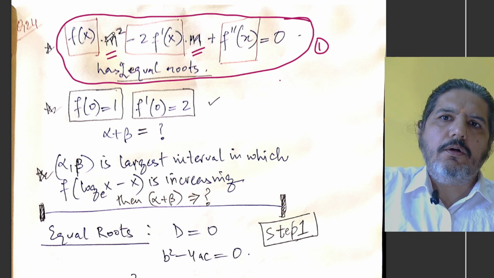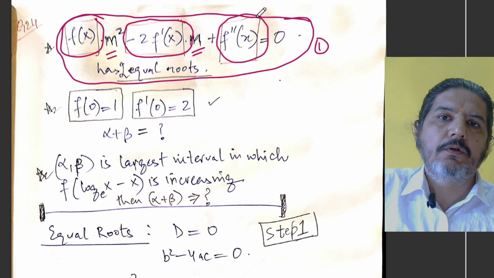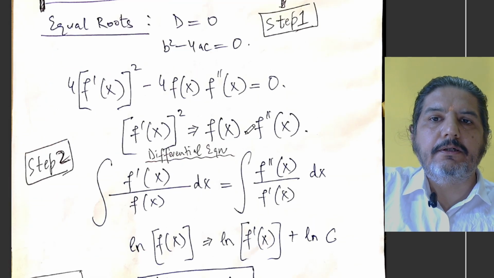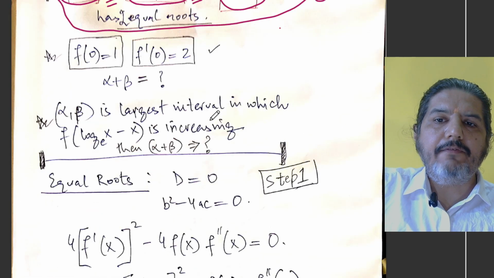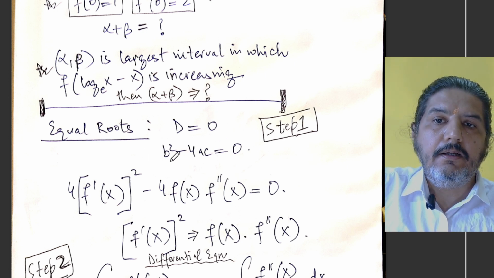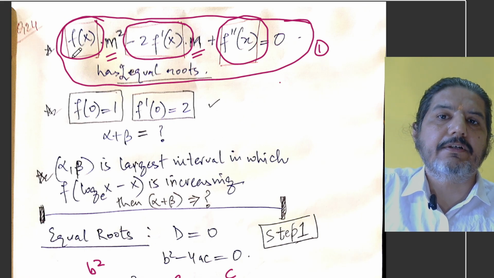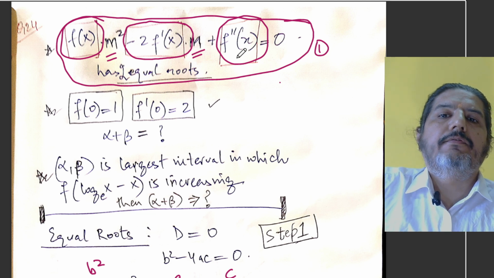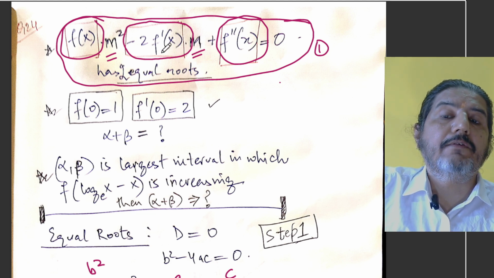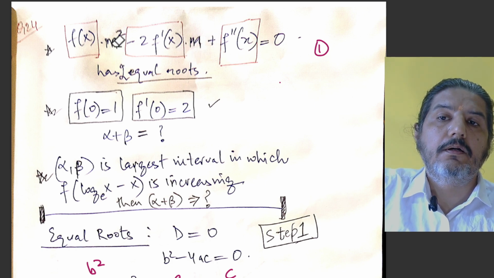So b square, this is my b, this would be my b square minus 4a and c. So I'll have to calculate the discriminant. So 4 f dash x square minus 4 fx f double dash x is equal to 0. So this is my b square, and this is my ac. I'll again show you the a. This is my a, fx, and this is my c, f double dash x, and this is my b, minus 2 f dash x. This whole of this is my b. I hope it is clear.